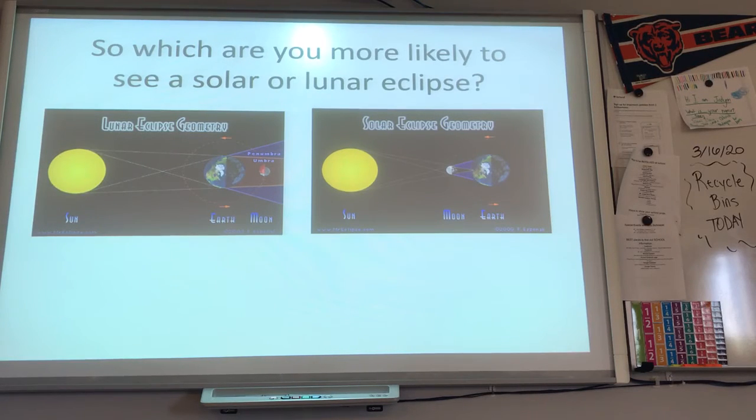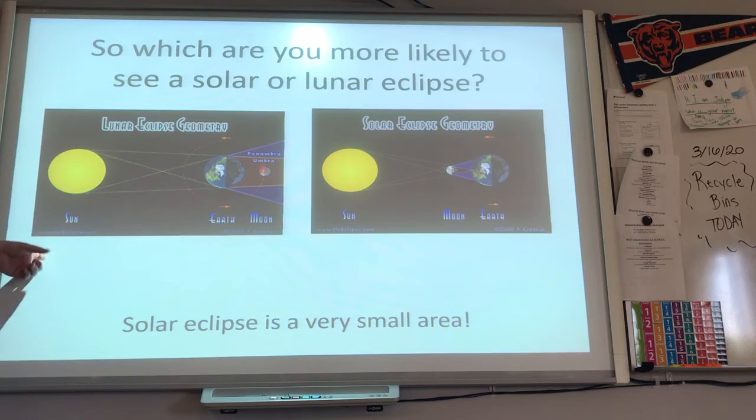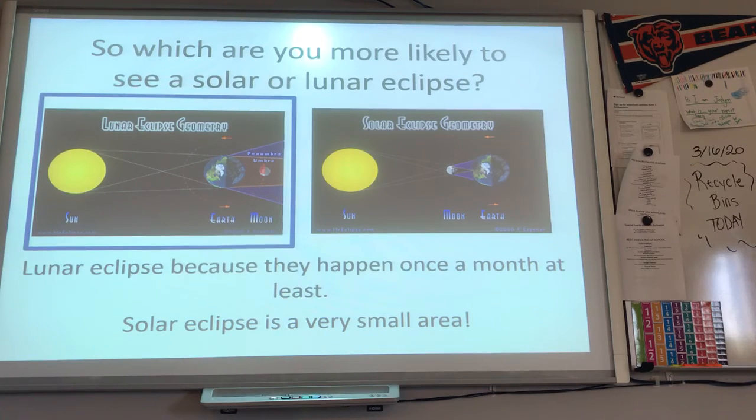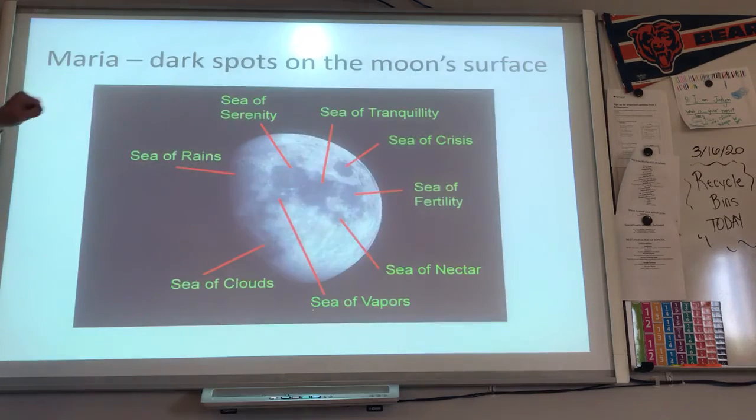So which are you more likely to see? A solar eclipse or a lunar eclipse? Just by sheer size, the solar eclipse is a very small area, and lunar eclipses, because they happen once a month. The moon phases recycle every 28 days. So if you've gone out, man, there's no moon up in the sky even though it's a clear night, you've seen a lunar eclipse. That's when there's the new moon or no moon in the sky.